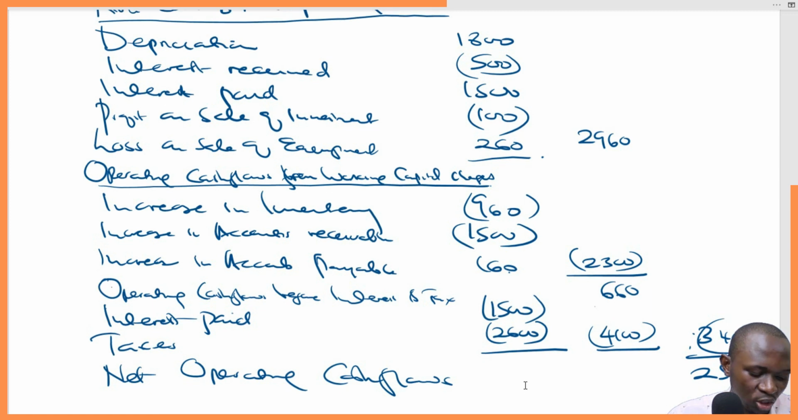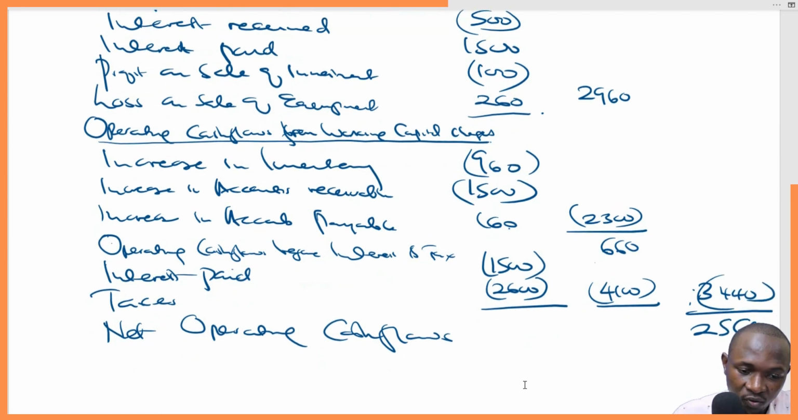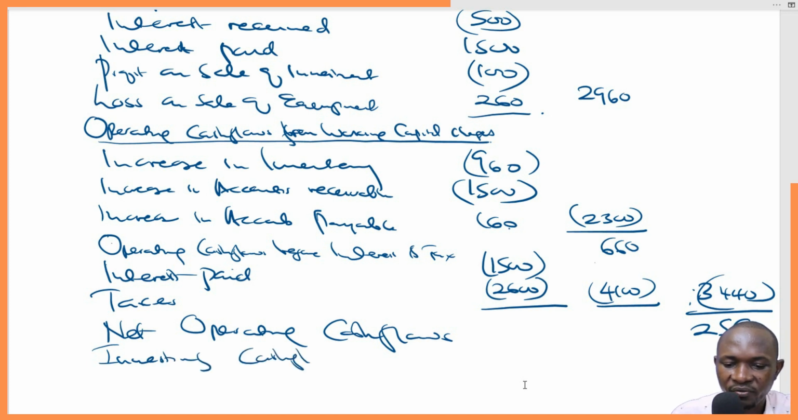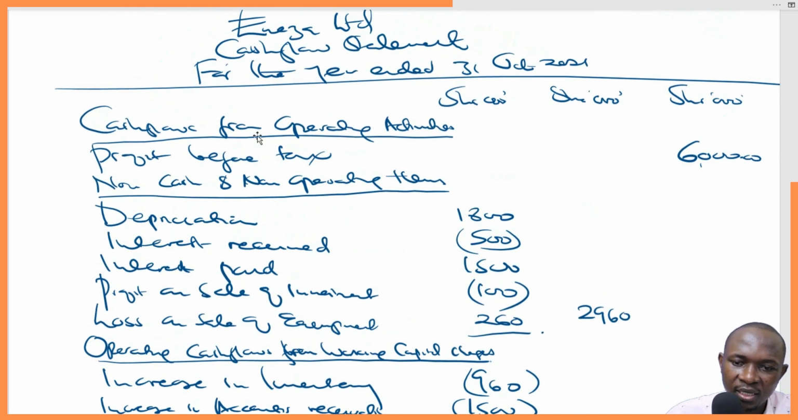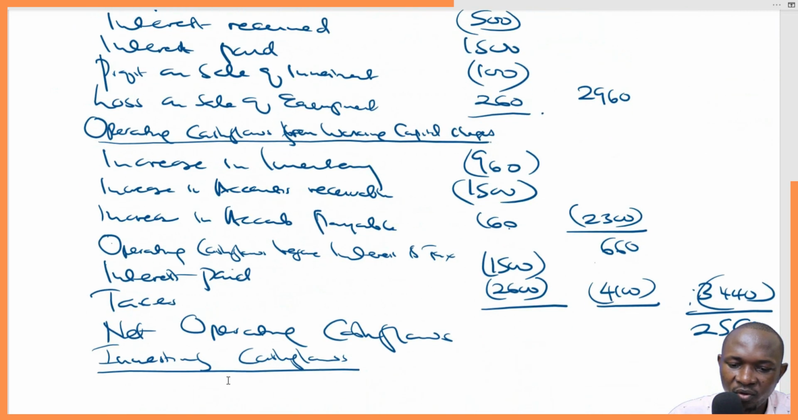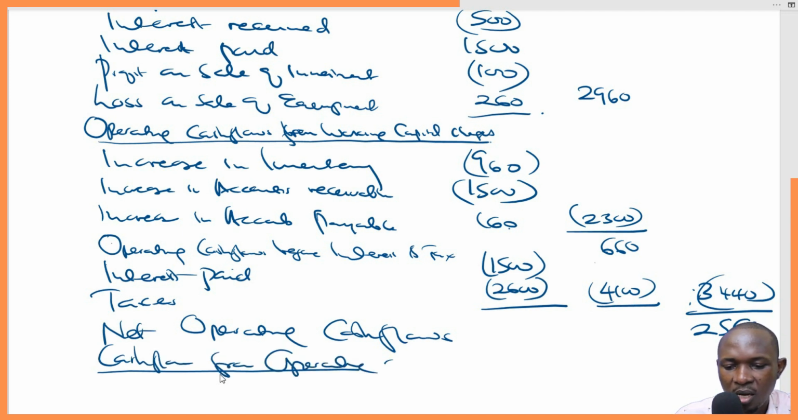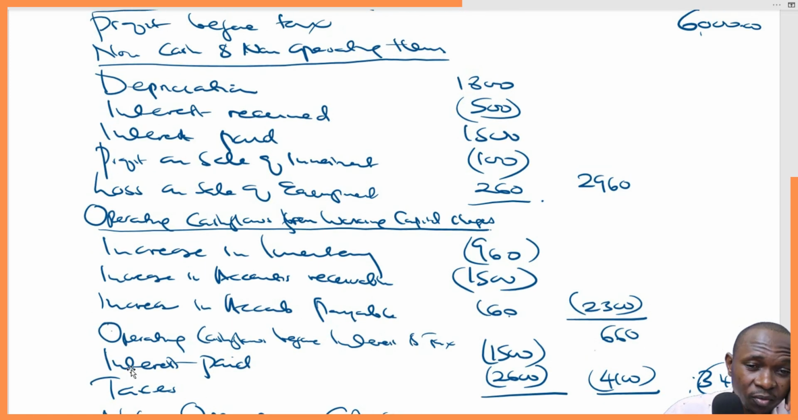So we go to the next stage, which is now the investing cash flows. That is the second stage. The first stage was cash flow from operating activities. Now cash flow from investing activities. Or rather, just for the sake of uniformity, we can talk of cash flow from operating activities. Cash flow from operating activities. Like that.